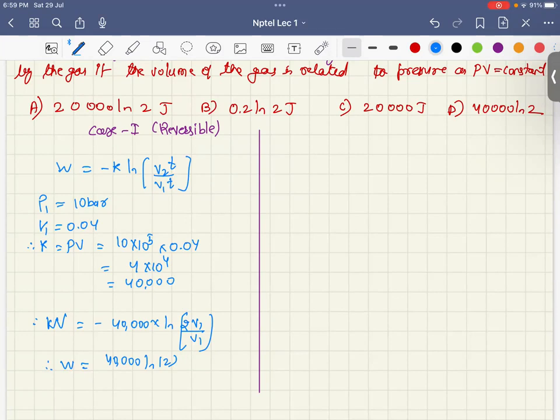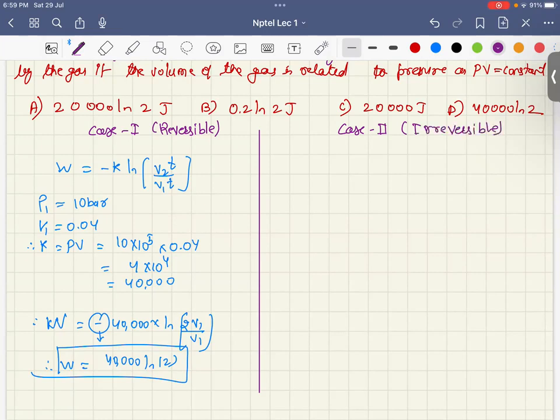Right? It's going to be 40,000 ln 2, with a minus. When we say minus, it's work, right? When we say work done, the minus sign is going to get removed. This is the work done. Now for case 2, which is irreversible.